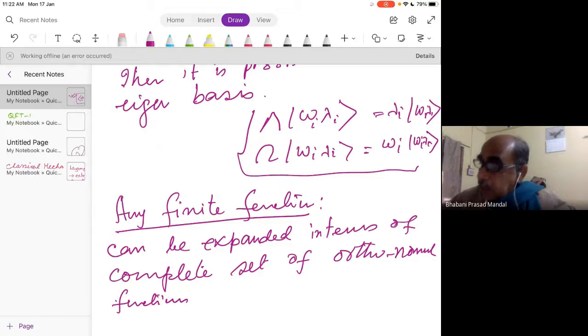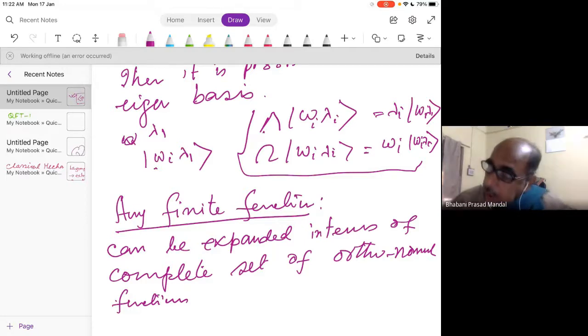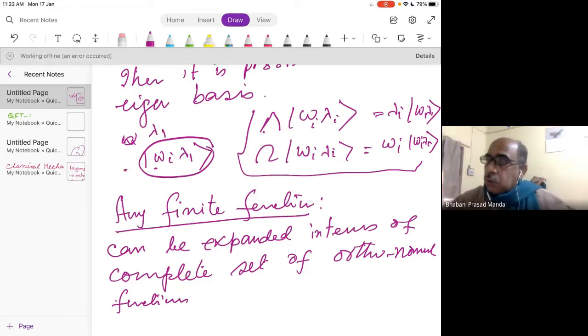Here you can measure them simultaneously without further expanding. But when they don't commute, then you need to expand. After a lambda measurement, if I get lambda 1, my wave function will be lambda 1. It is still an eigenfunction of omega, because it is a common eigenbasis. So you can find the omega eigenvalue on the same state also. That is the meaning of simultaneous measurement. But here I am talking about when they don't commute. So what you said is completely wrong. Try to understand. Any other question?